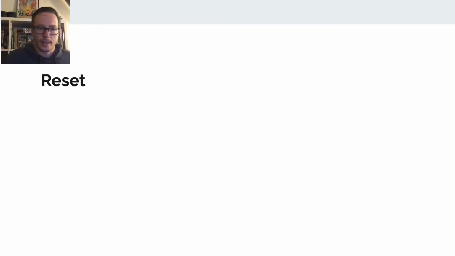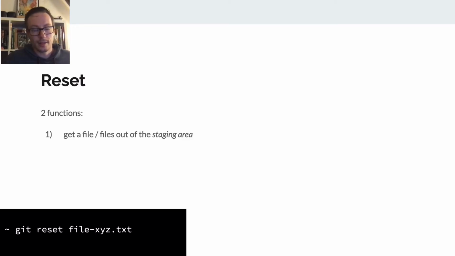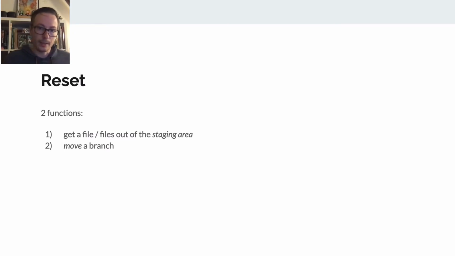Next up, resetting. Well, git reset has two functions. One is to reset the file from the staging area, like I showed previously. You've added a file and now you want to not include those changes in the commit, so you can do git reset with the file name. The other function of reset is moving a branch, or to be more specific, to make it point to a different commit.